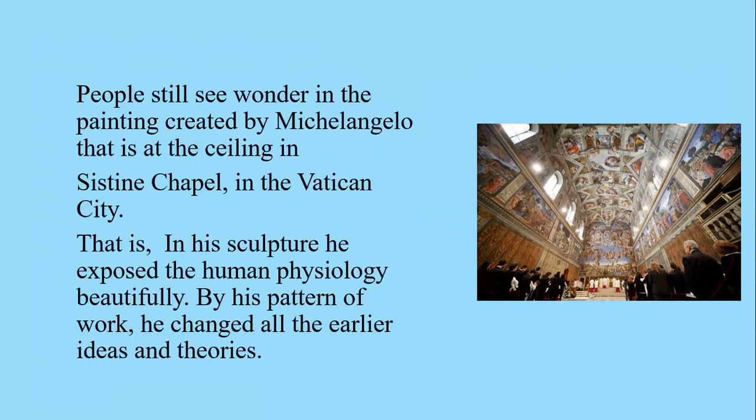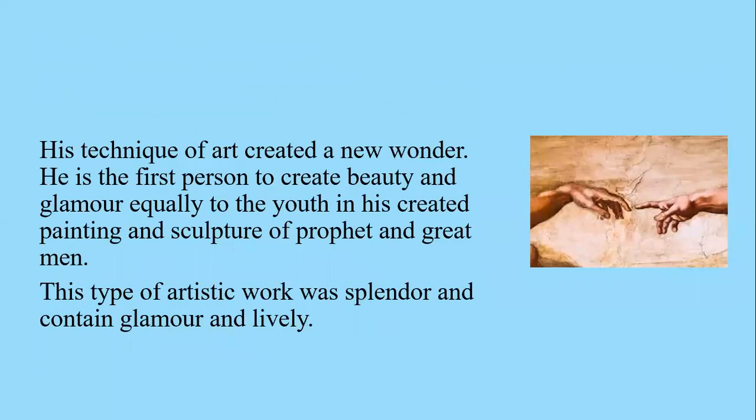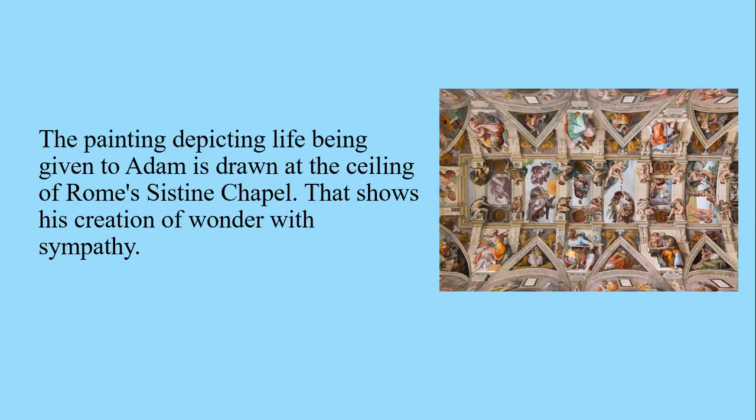Okay, my dear cadets, his technique of art created a new wonder. He is the first person to create beauty and glamour equally for youth in his painting and sculpture of prophets and great men. This type of artistic work was splendid and full of glamour and life. The painting depicting life being given to Adam is drawn on the ceiling of Rome's Sistine Chapel. That shows his creation of wonder with sympathy.